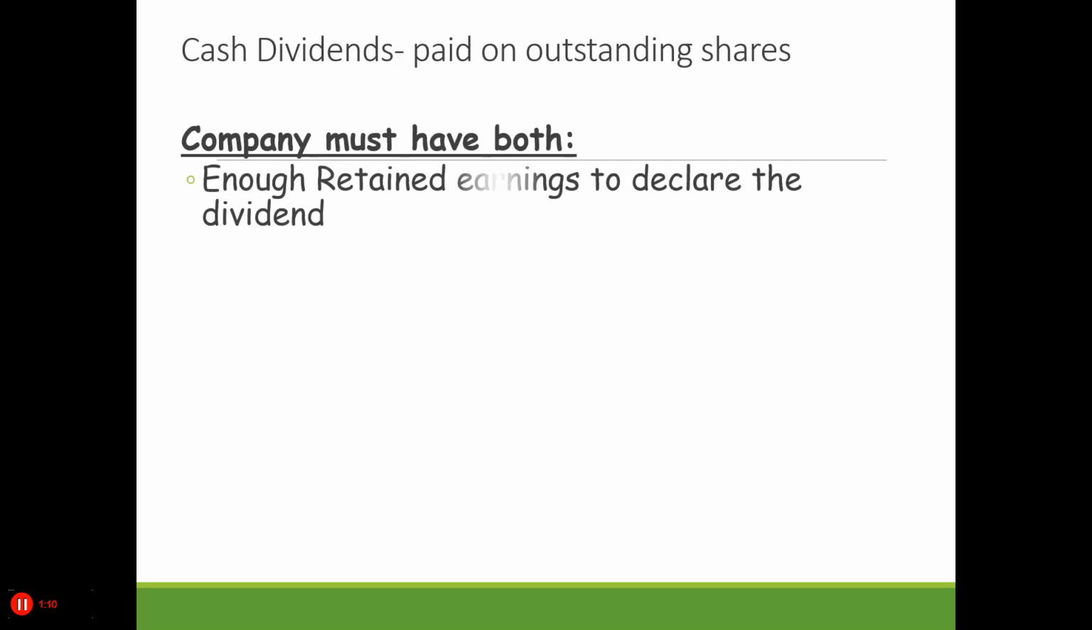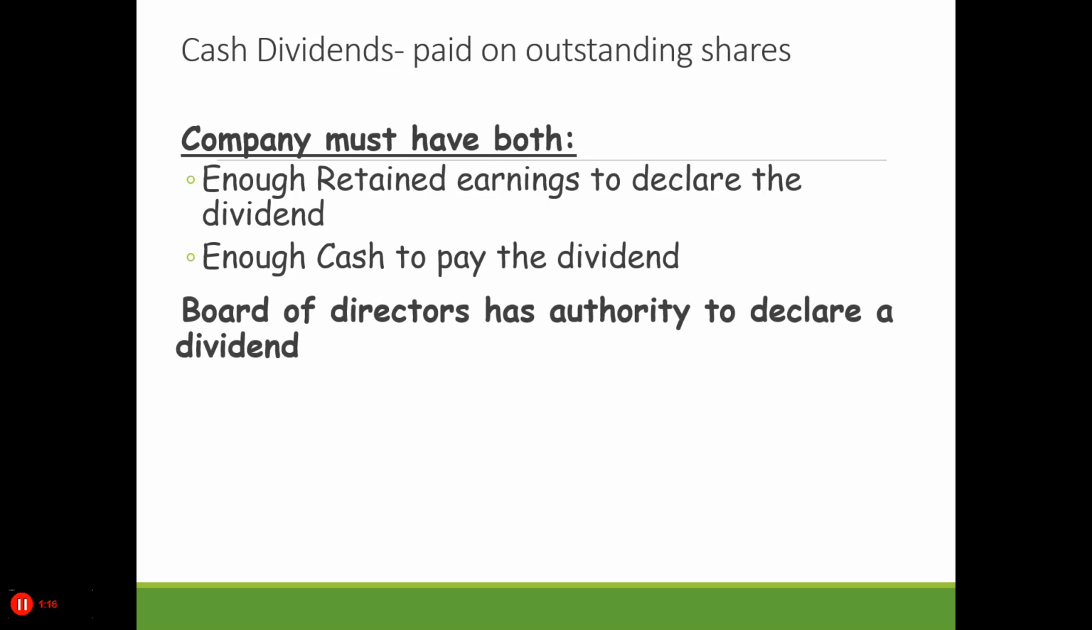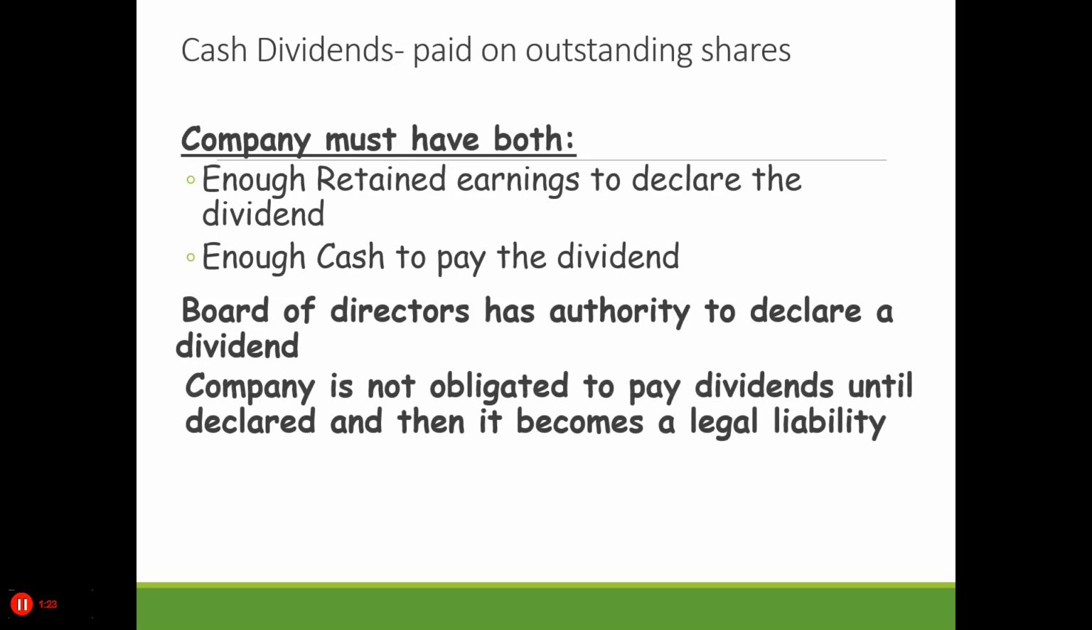Now, a company must have both enough retained earnings to declare the dividend and enough cash to pay the dividend, and the board of directors is the only one that has the authority to declare a dividend. The company is not obligated to pay dividends until declared, and then it becomes a legal liability.